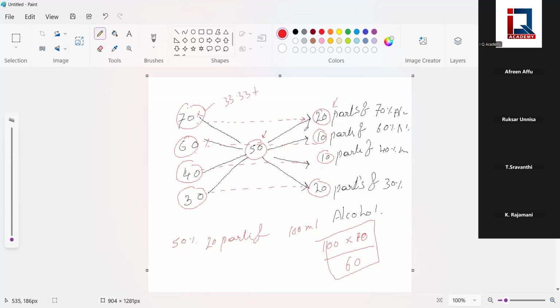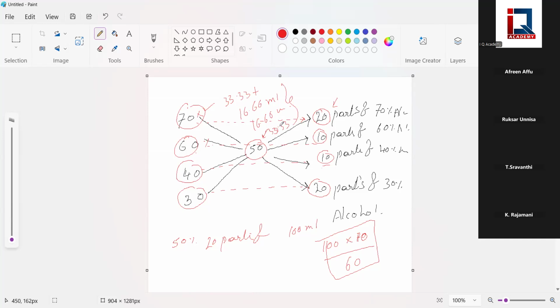So 16.66 ml of 60% alcohol. Again same, 16.66 ml of 40% alcohol and 33.33 ml of 30% alcohol. Now see if mixing these four gives 100 ml. Only then is your answer correct. So 33.33 plus 33.33 plus 16.66 plus 16.66, 99.98, right? So it means your answer is correct.